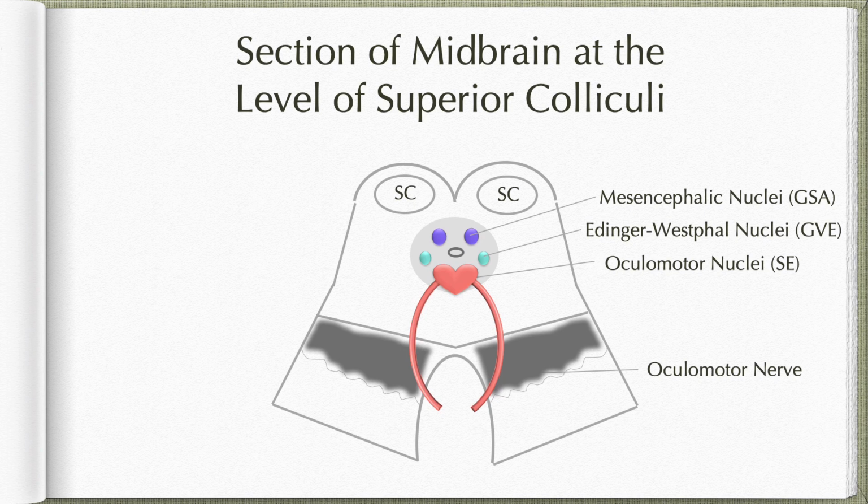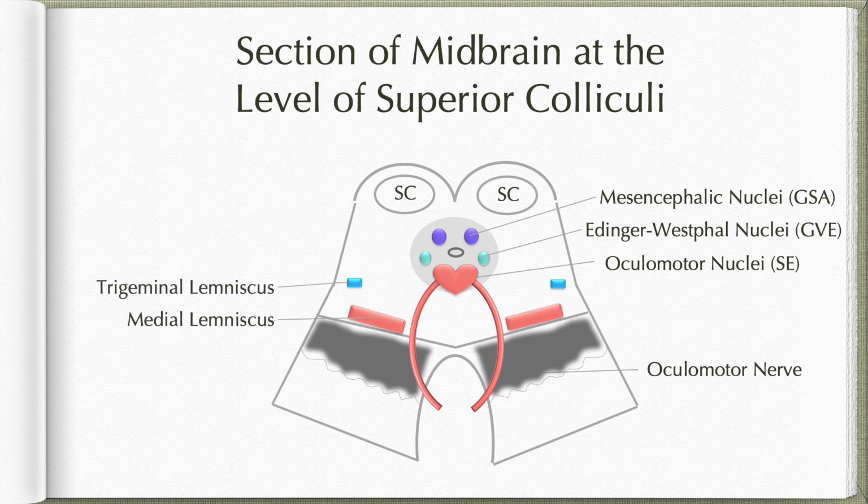interpeduncular fossa there. Within the tegmentum, we again see the band of lemnisci, including medial lemniscus, trigeminal lemniscus, and the spinal lemniscus. You will notice that lateral lemniscus is missing here because lateral lemniscus, being a part of the auditory pathway, will have exhausted by relaying in the inferior colliculus at a lower level.